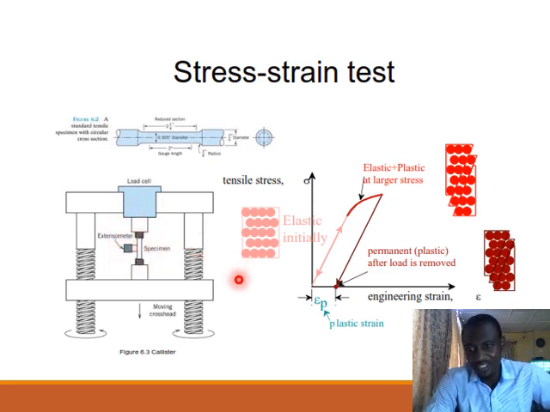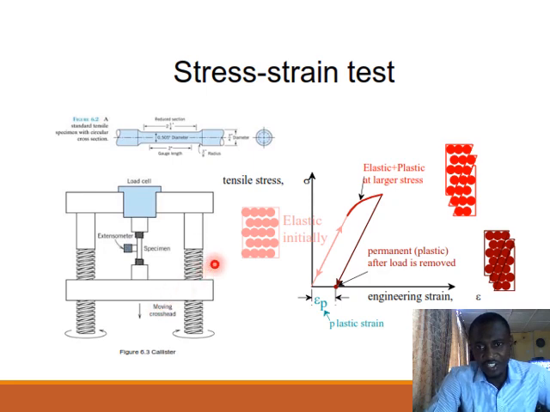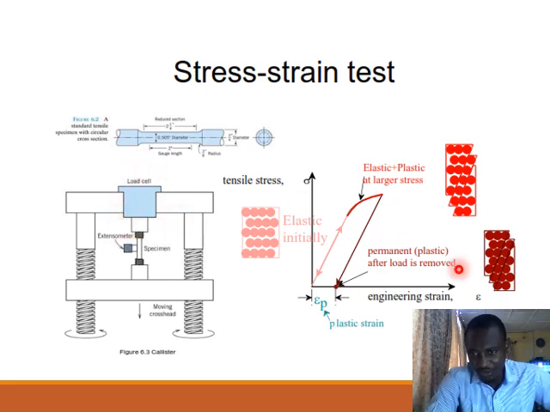So at the end of the day, you can have a relationship between the applied load and the extension. This relationship can be translated to the stress against the strain. It's as simple as that. How do you get the stress? You get the stress from the applied load, and you get the strain from the resulting elongation, which is the deformation. What allows you to get that deformation is the extensometer that is attached to the specimen.